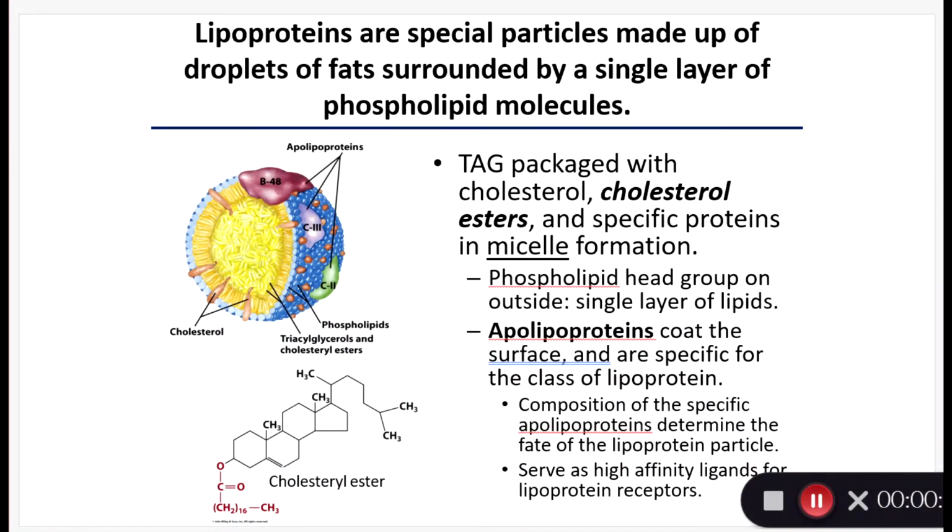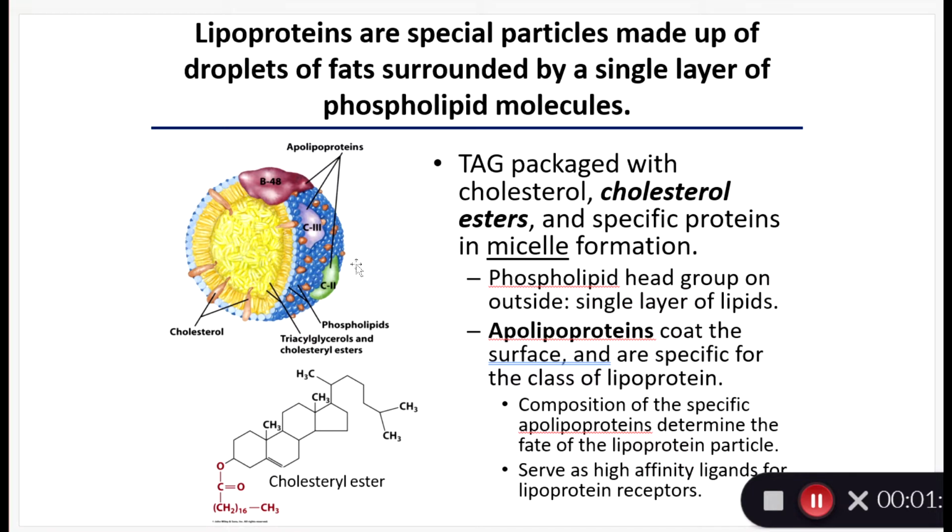Lipoproteins are specialized particles made up of fat droplets surrounded by a single layer of phospholipid molecules, thus creating something of a micelle. Here we have our glycerophospholipids, which make up the outside of the lipoprotein. We have our polar heads in blue, and the hydrocarbon tails, the nonpolar tails, in the center. There are bits of cholesterol also inserted around this membrane that help to maintain the fluidity and flexibility of the micelle. And then there are also triacylglycerols and cholesterol esters within the core of the lipoprotein.